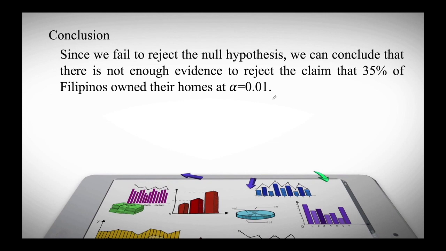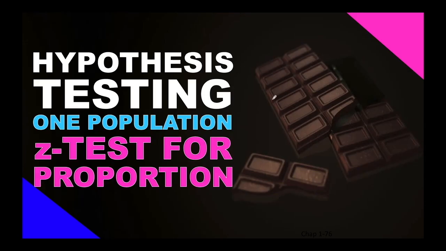Again, there is actually a chance kasi na mag-iba yung conclusion natin depende sa alpha level na gamit natin. That's why we are always stating the alpha level used in the problem sa ating conclusion. Okay? So, I hope you learned something from this discussion. That will be at the end of this presentation regarding the hypothesis testing, one population, the z-test for proportion.